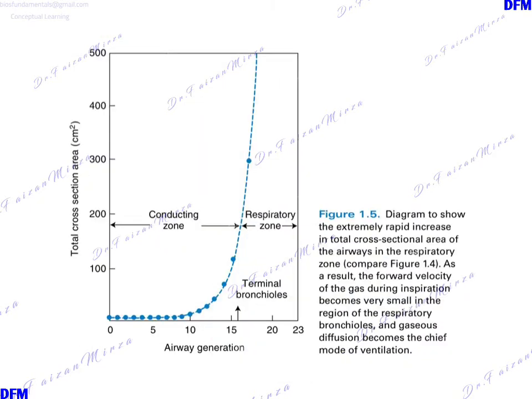Here you can see the conducting zone and respiratory zone airway generation, how we move from generation 0 to 5, then 10, and further, and how the total cross-sectional area, shown on the y-axis, changes. You can see the total cross-sectional area increasing. The respiratory zone has a very high total cross-sectional area, which increases the chances of gas exchange occurring very promptly.